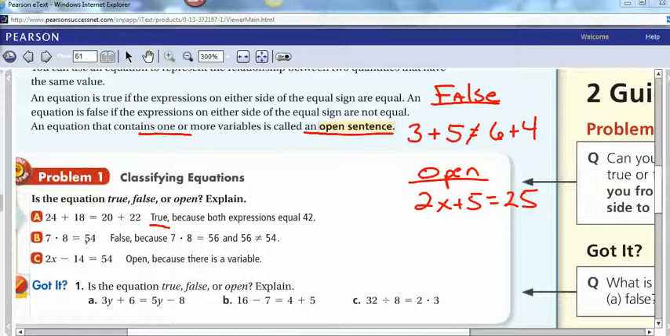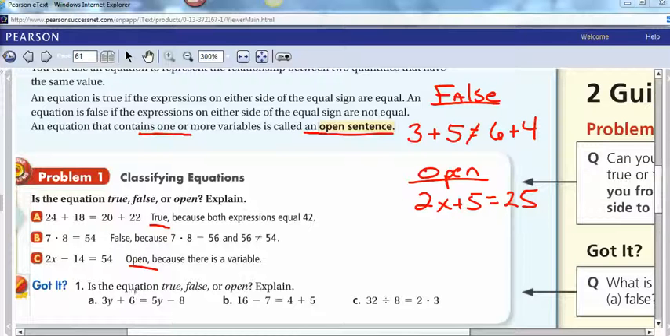All right. Look at the next one. 7 times 8 equals 54. True, false, or open? Why? 7 times 8 equals 56. Very good. And then look at problem 1C. Why is this open? Very good. Because by definition, an equation that contains one or more variables is called an open sentence. It's got a variable in it, so it's open.